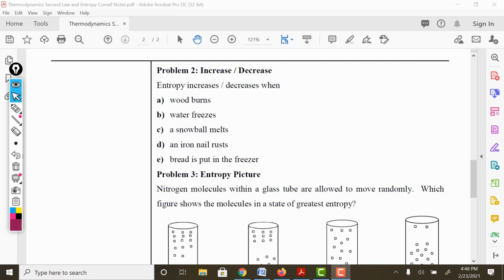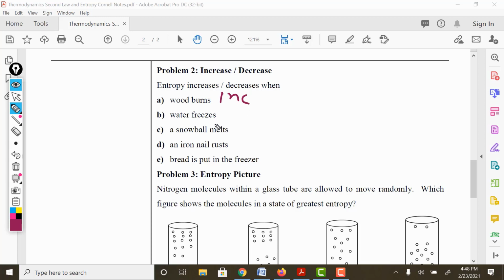So let's talk about some cases where we see entropy, an increase or a decrease in entropy. So wood burning, obviously there's fire involved. Obviously we are destroying things. Obviously there's heat being released. This is going to be an increase in entropy.